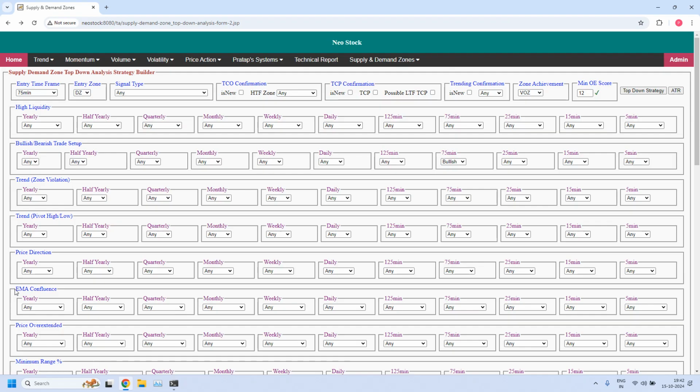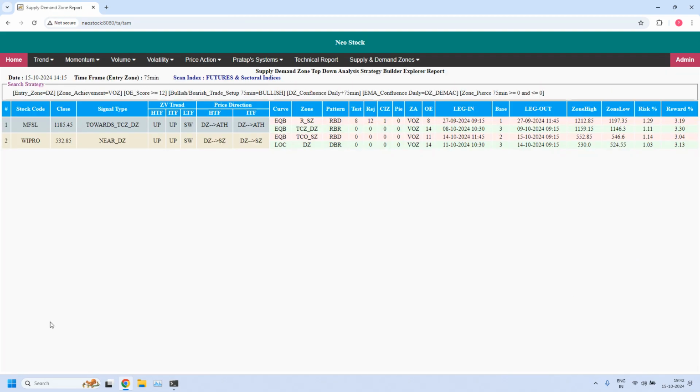So in the EMA confluence daily time frame, I am looking for daily demand zone with daily EMA confluence. Let's verify. 2 stocks are filtered. In all these 2 stocks, these 75 minute zones are part of the daily zone, and daily trend is uptrend, and also the daily zone is having daily EMA confluence. But the zones I am showing you are 75 LTF zones, but they are part of the daily zones.